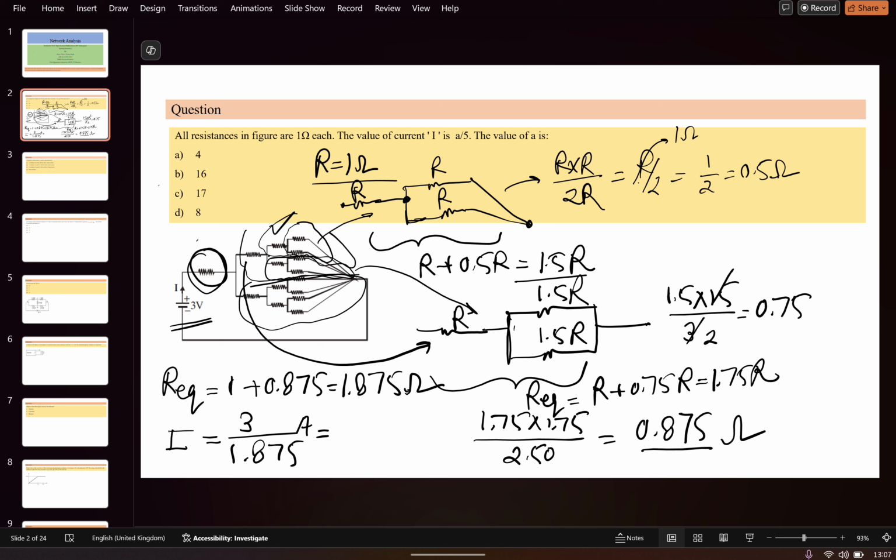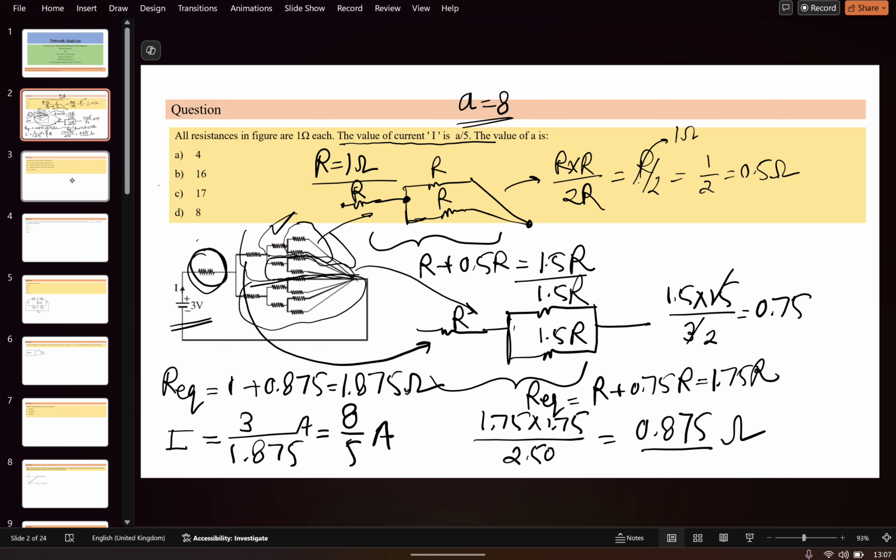So it will come out to be 8 by 5. Okay, 8 by 5 ampere. So here the question itself is saying that the value of I is A by 5. A by 5, it means that A will come out to be 8. Okay, so A is the correct answer for this question.